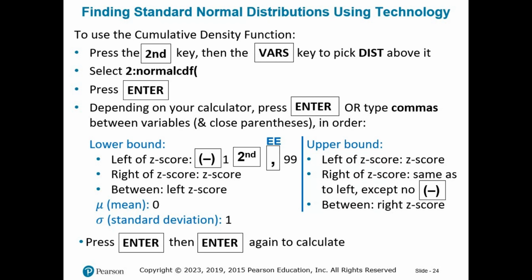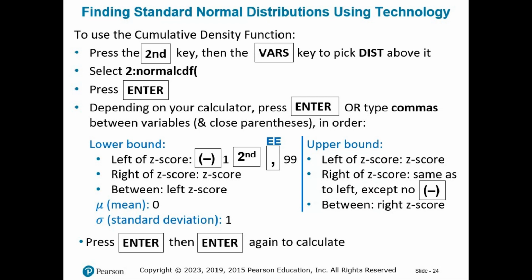And then if you look to the right, there's your upper bound. That's your next choice that you need to enter. This also has three options of what you're going to enter, and it depends on what type of problem you're doing again. The first one, if you're doing a left of z-score problem, you're going to put the z-score in your upper bound, because that would make sense, right? Your upper bound is going to be your z-score because that's what's on the right side of your graph.